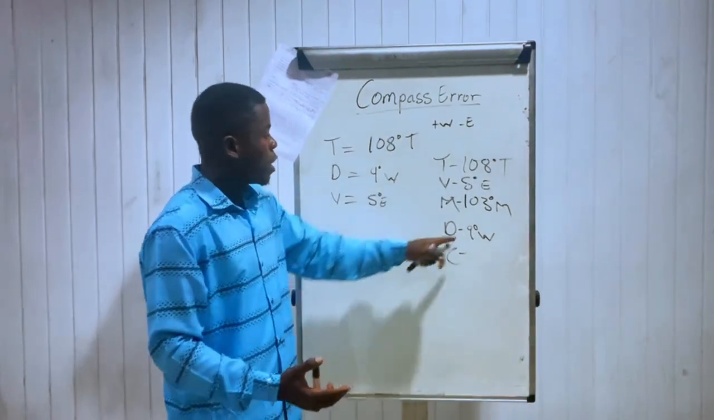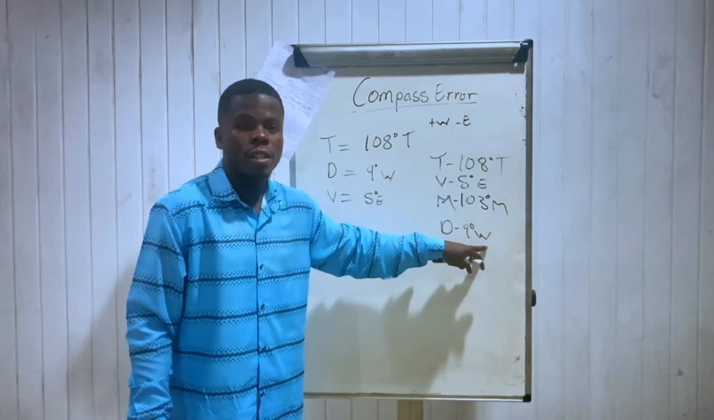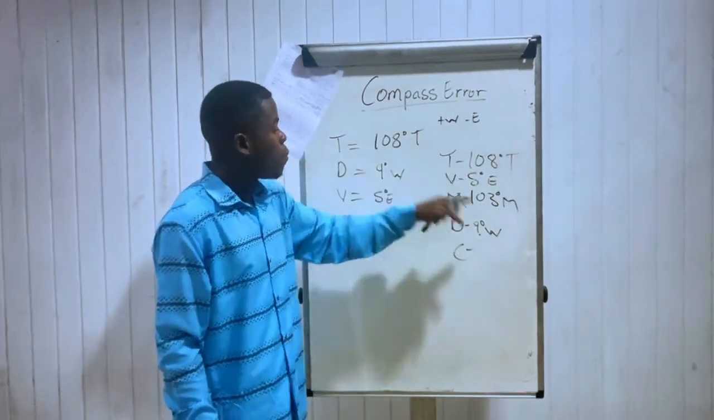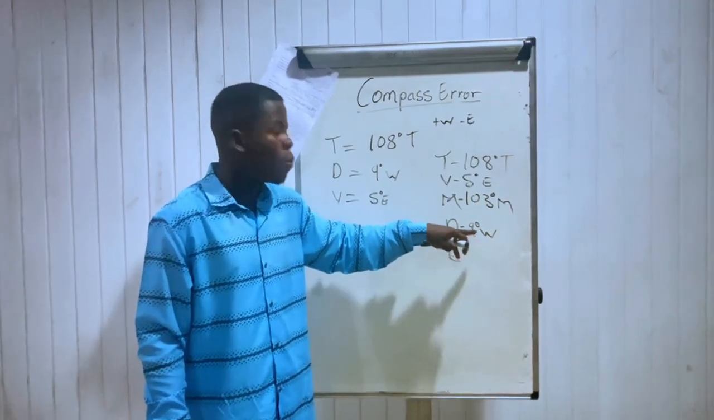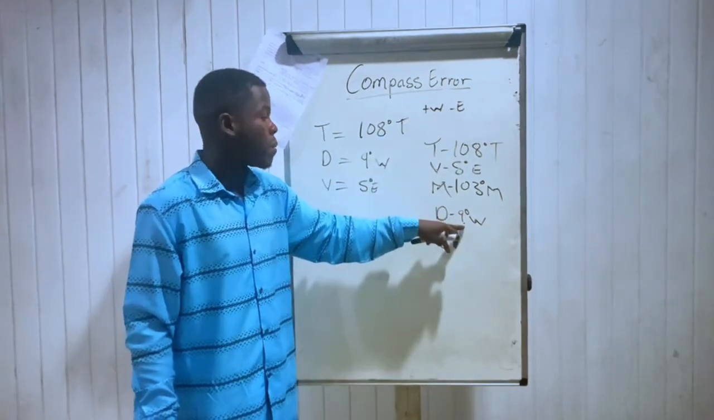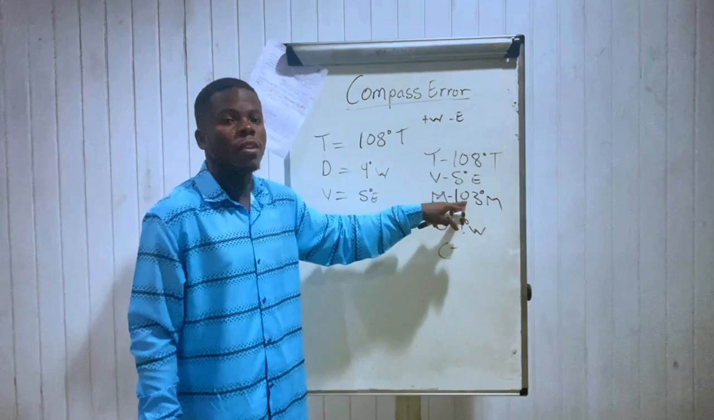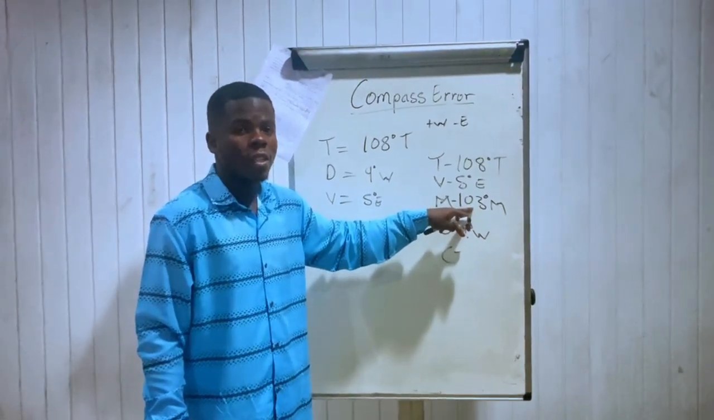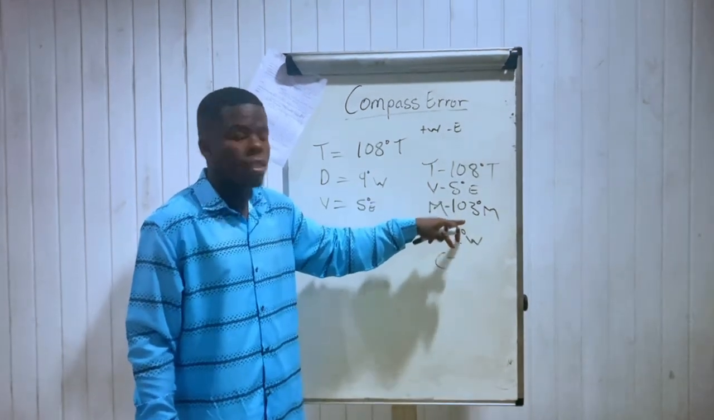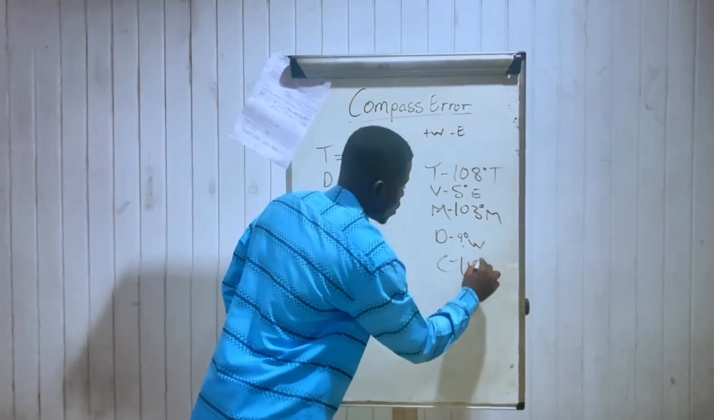Now we are moving on. We have our deviation to be 9 degrees west. Now west is plus, you can see it from here. So we will add 9 to 103 degrees magnetic. So that one we will get 112 degrees compass.